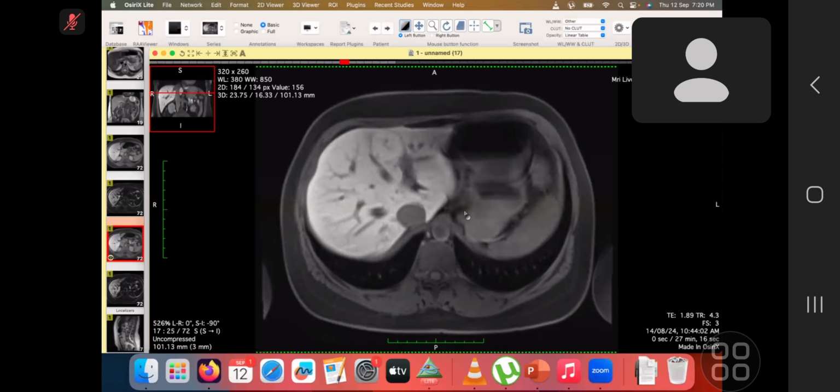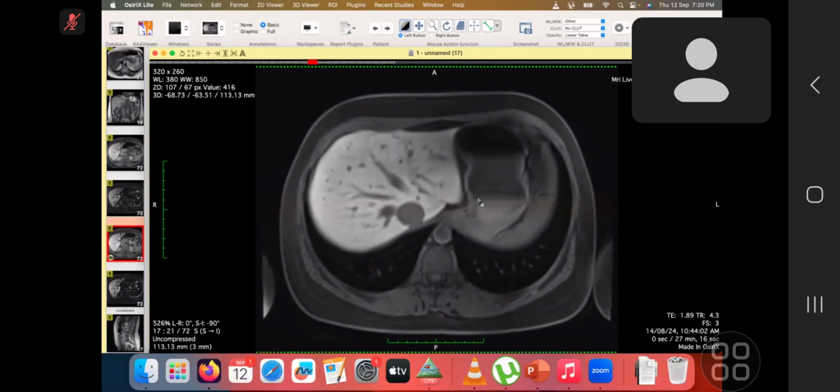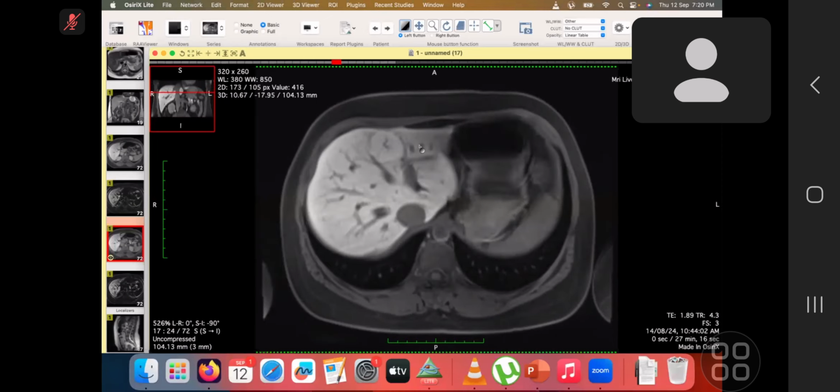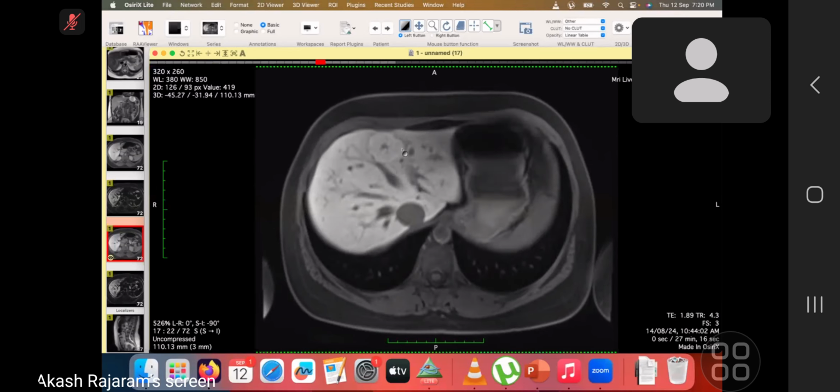There is no signal void within the lesion, suggesting that this is of normal liver tissue content, and this would be in keeping with the focal nodular hyperplasia. There is no void in the hepatobiliary phase noted.